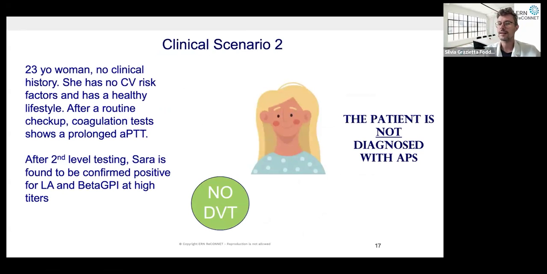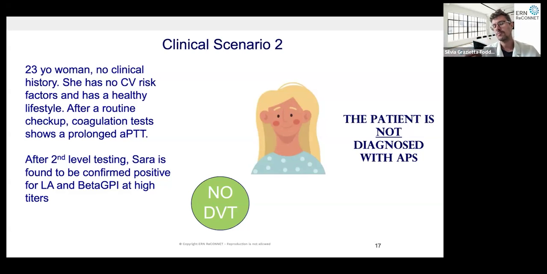It's an easier patient because this patient is a young woman. She's 23. She has no clinical history, absolutely no cardiovascular risk factors, and a healthy lifestyle. After a routine checkup, the coagulation tests show a prolonged APTT. So her blood clotting is prolonged. This should ring a bell in your mind because Silvia explained that lupus anticoagulant acts like this.